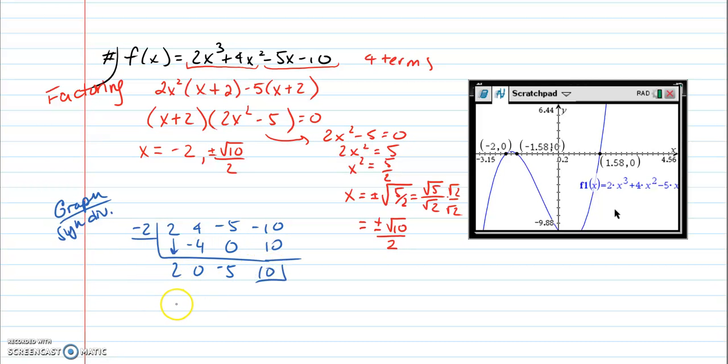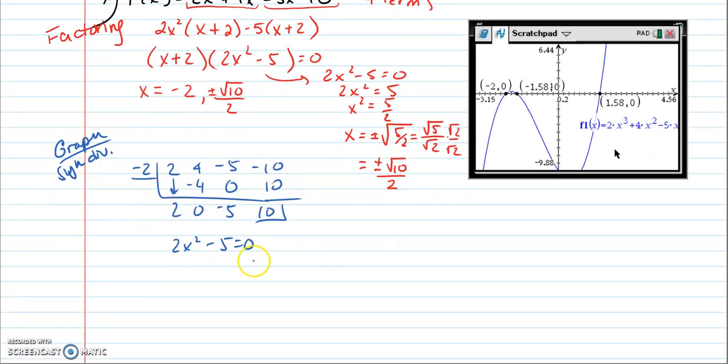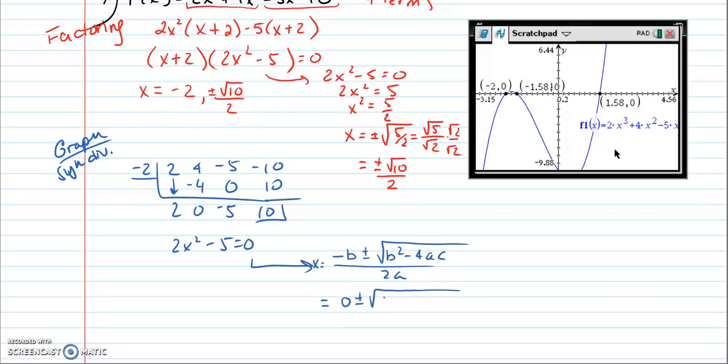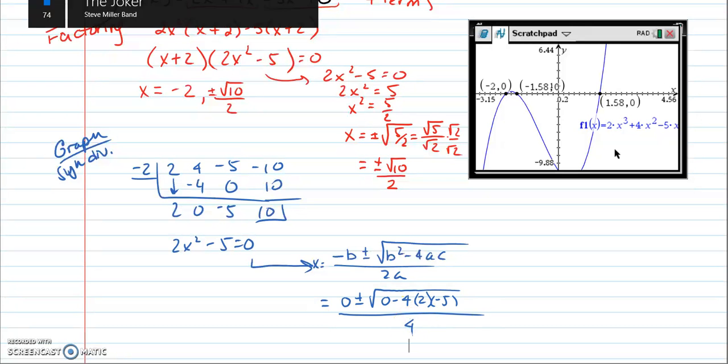All right, so here is good enough for the quadratic formula. Or you could just go ahead and solve using square roots. If we wanted to use the quadratic formula, we'd have negative b plus or minus the square root of b squared minus 4ac all over 2a. Going ahead and reducing that, well, b is 0, so I can write 0 plus or minus the square root of b squared, well, that's 0, minus 4 times 2 times negative 5, all over 4.